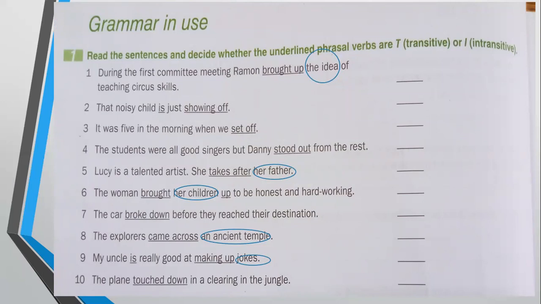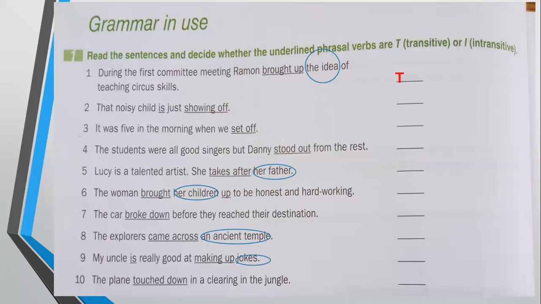So the first one: during the first committee meeting, Ramon brought up the idea. What did he bring up? Excellent, the idea of teaching circus skills. So since we have an object, which is the idea, the phrasal verb brought up is a transitive phrasal verb. As I told you before, we ask about the object using what?